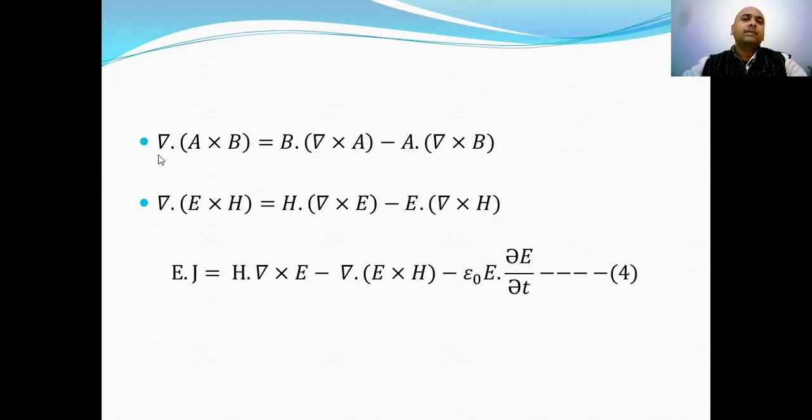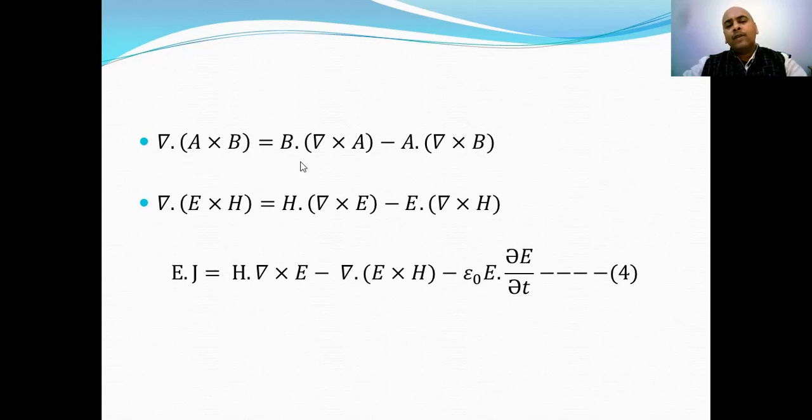Here del is the gradient, which in Cartesian coordinates can be written as the vector i ∂/∂x plus j ∂/∂y plus k ∂/∂z. A and B are two vectors which can be split into Ax i plus Ay j plus Az k, and similarly for B.